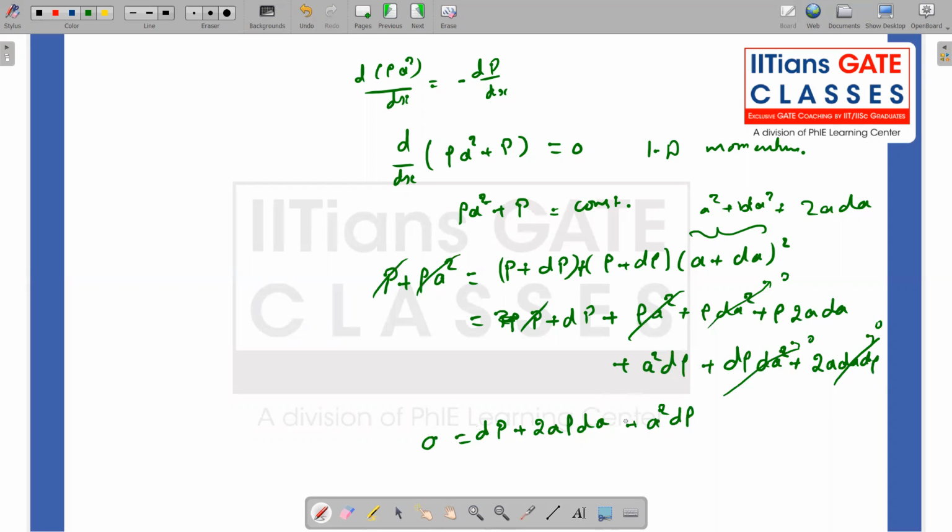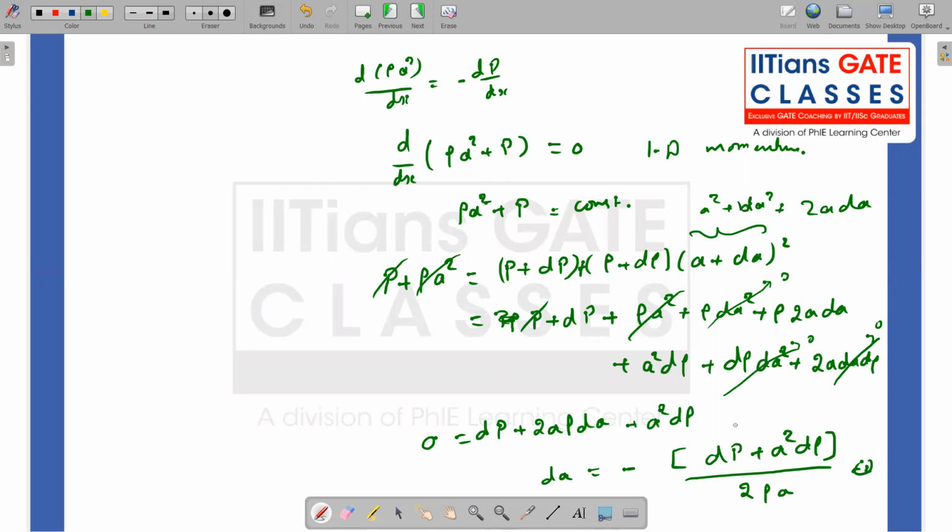Okay, so now what I can do, I can write dA on one side, all other terms, minus dp plus a square d rho whole divided by 2 times rho into A. So this is what I am left with. So now this is my equation 2.